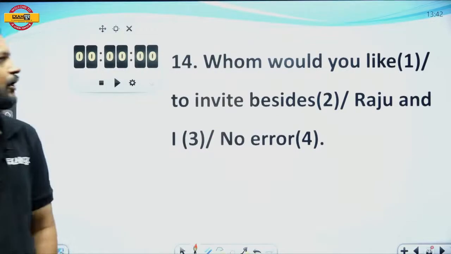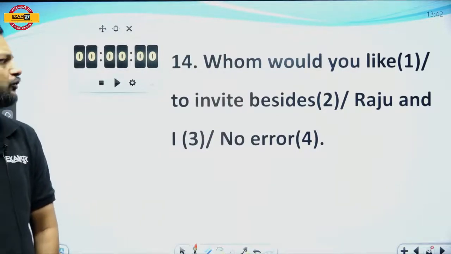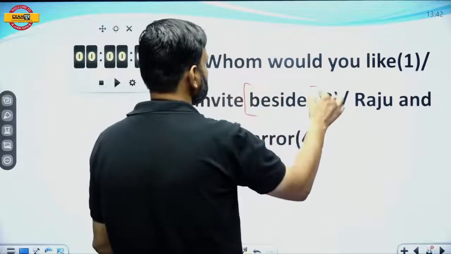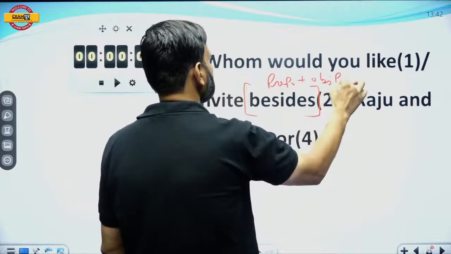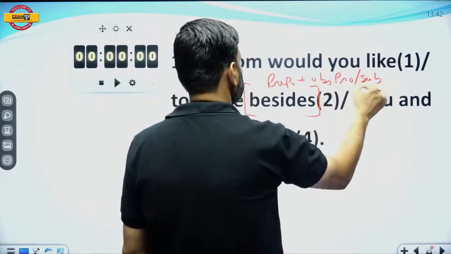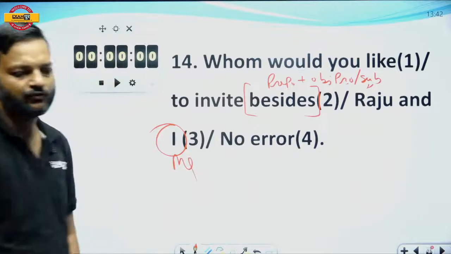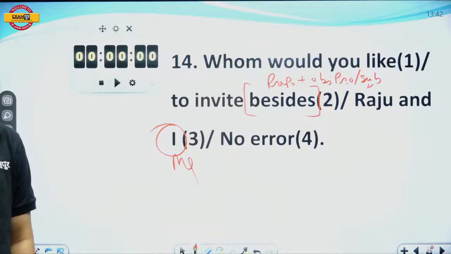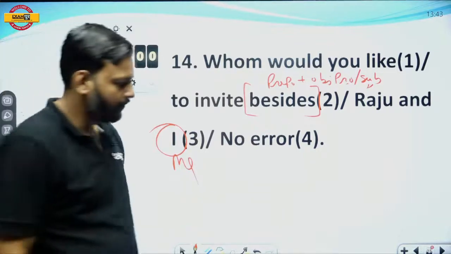Question number 14. Whom would you like to invite besides Raju and I? See, besides is a preposition, and after a preposition we have to use an objective pronoun. Subject pronoun cannot be used. So in place of 'Raju and I', we have to use 'Raju and me'.